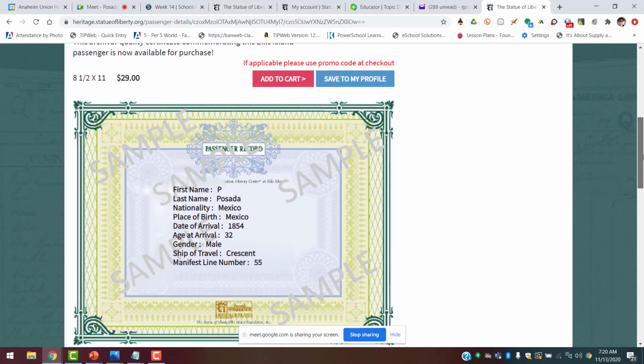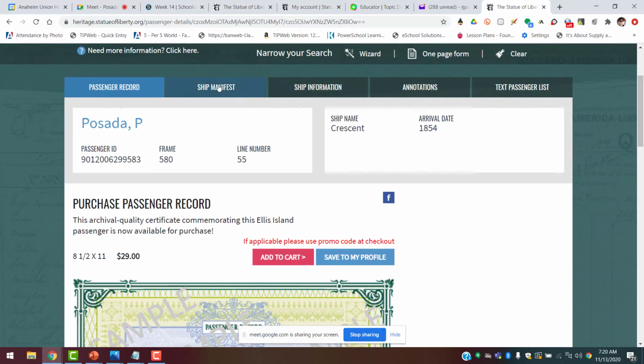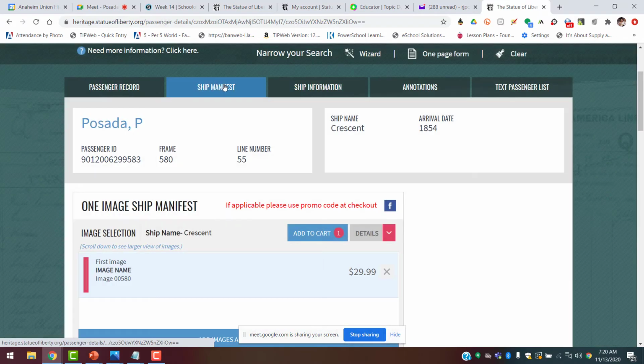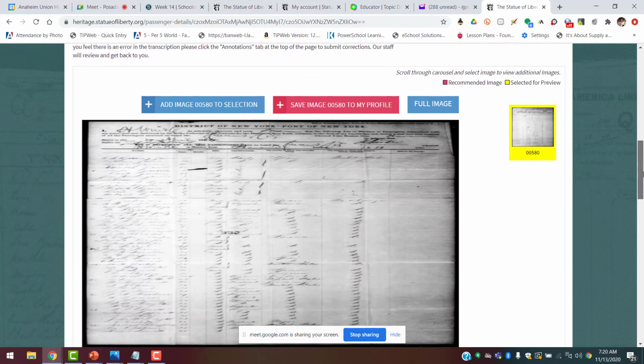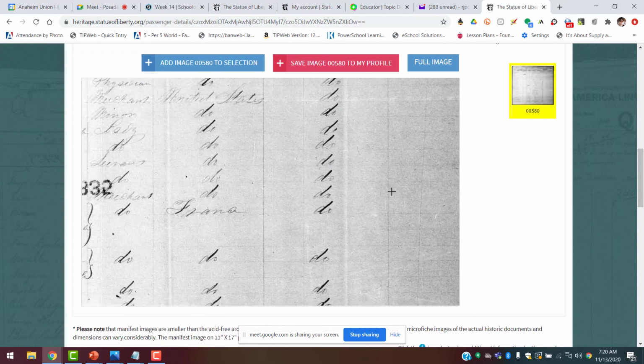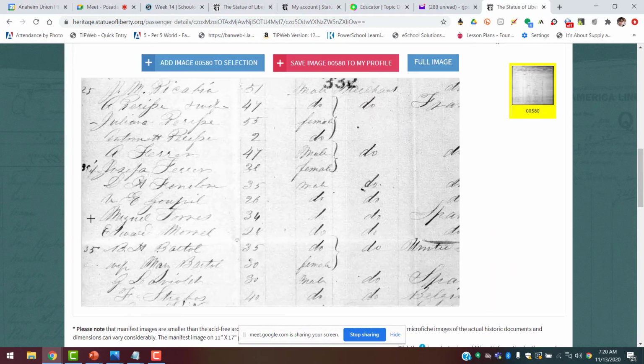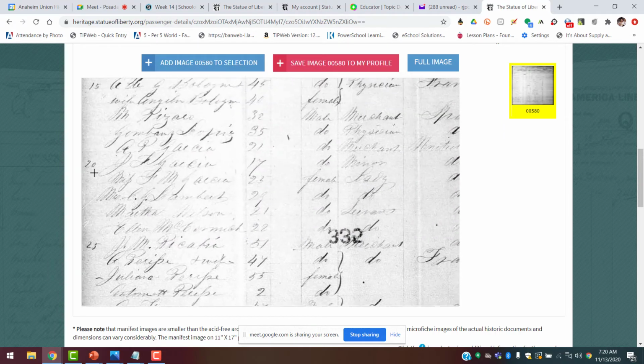So P. Posada from Mexico, place of birth and nationality, date arrived 1854, age of arrival 32, gender male, came on the ship known as the Crescent. The manifest line is number 55. So again, if you go to the manifest information, you will actually then be able to see the document. You can even highlight it and look for the name itself with what they actually put down.